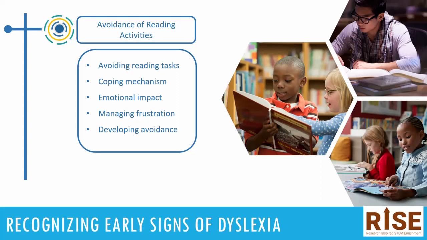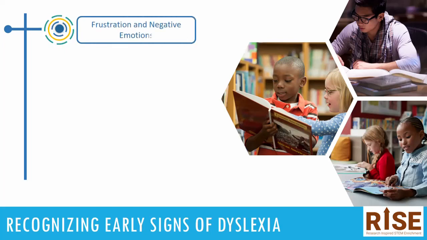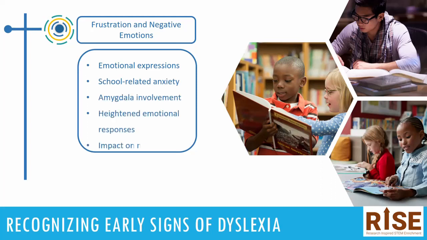Frustration and negative emotions. Expressing frustration, anxiety, or negative emotions related to school, reading, or academic tasks may indicate the emotional impact of struggling with dyslexia. Dyslexia may involve alterations in the amygdala, potentially contributing to emotional aspects related to reading difficulties. The child may experience heightened emotional responses to situations involving literacy tasks, impacting their overall well-being and motivation to engage in learning activities.